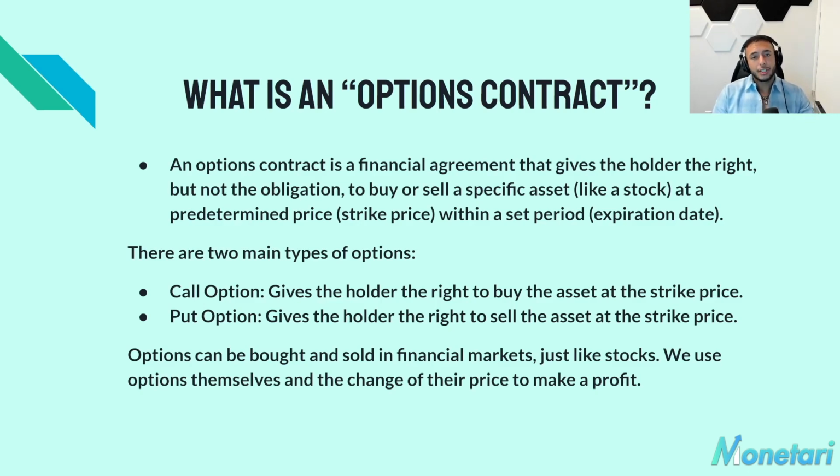But options can really be bought and sold in many markets, okay? They're already being sold in many markets at millions of contracts in volume daily, okay? Sometimes billions. Yes, that many people trade options contracts. They're actually worth it. We use options themselves and the change of their price to really make a profit. So same thing, whether we buy a call or a put, we're looking to buy that contract really cheap when no one wants it, or maybe people want it, but they just don't want it that bad. And then we sell it when everyone wants it, when it becomes very valuable, okay?